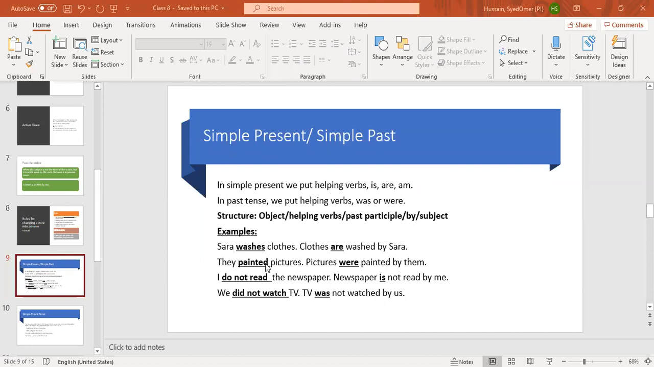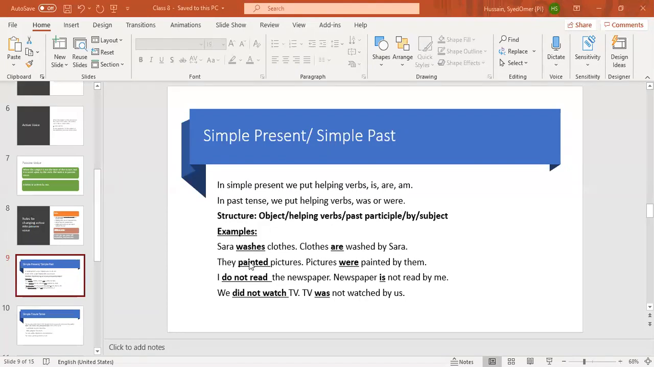Now look at the second example. Fatma, just wait a second. They painted pictures. Action done in the past. So it is simple past tense. In simple past tense, we are going to put the helping verbs was or were. Your helping verbs must be clear, otherwise your sentence is going to be wrong. So pictures is plural. We are going to put were.